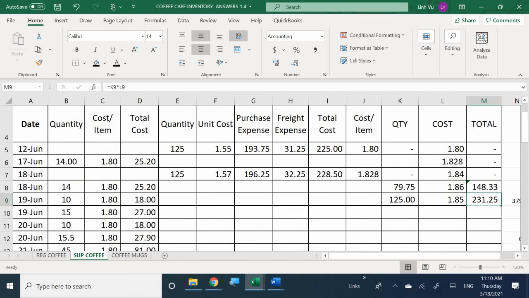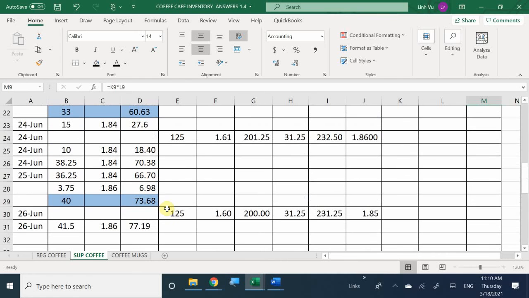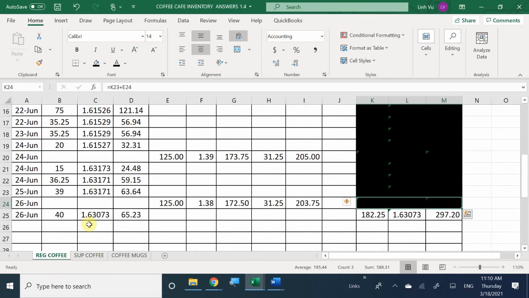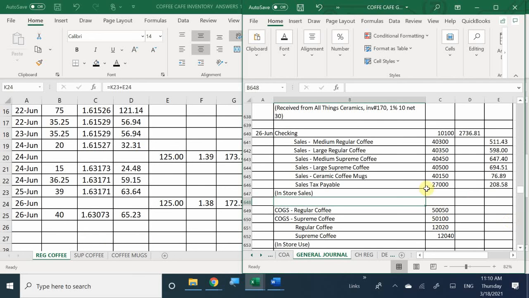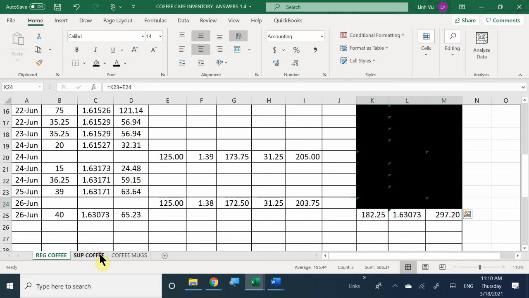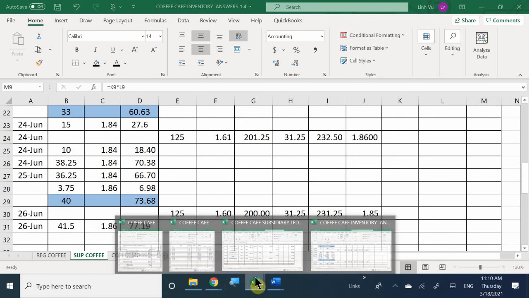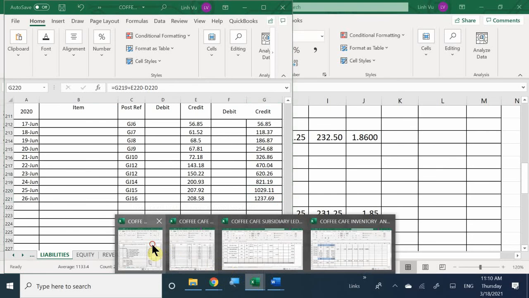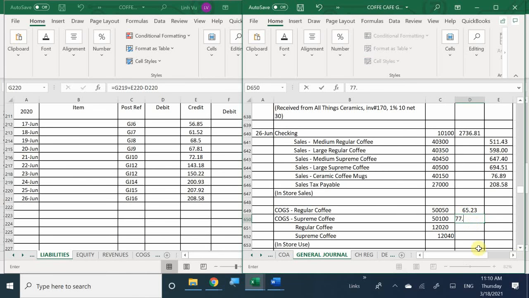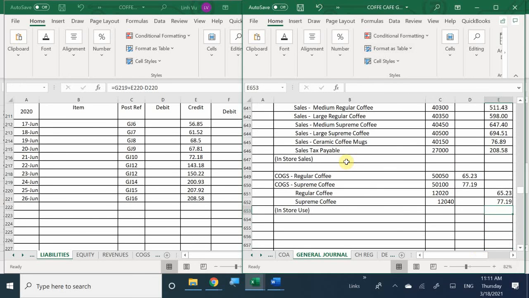Okay. Let's go ahead and journalize this real quick. I have 77.19 for my Supreme Coffee, and I have 65.23 for my regular coffee. So let's journalize that. 65.23 and 77.19. Okay. Let's go ahead and post this to my ledger.